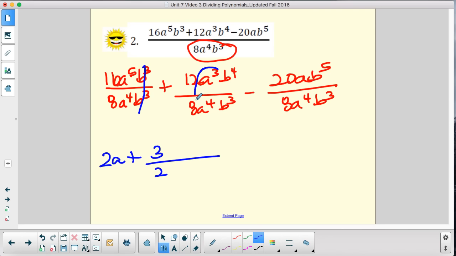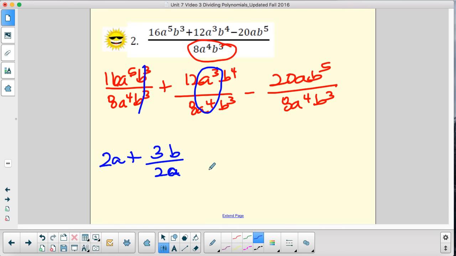Now I look at my a's. The 4 is the bigger exponent, and to properly simplify, we can't have negative exponents. So we bring the smaller exponent down to the larger and subtract. So I have a to the 4 minus 3, which gives me a to the 1st. Then my b, I look at those, 4 is bigger, so now my b will be in the numerator. 4 minus 3 is 1, so it's just b.